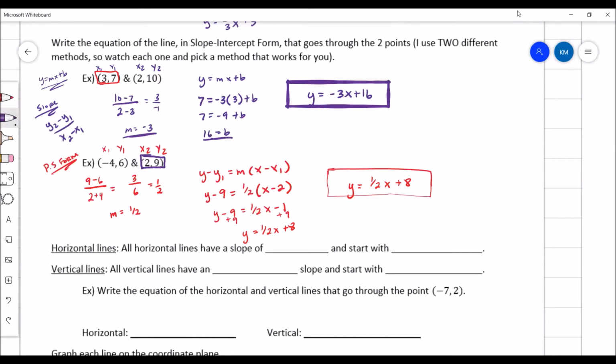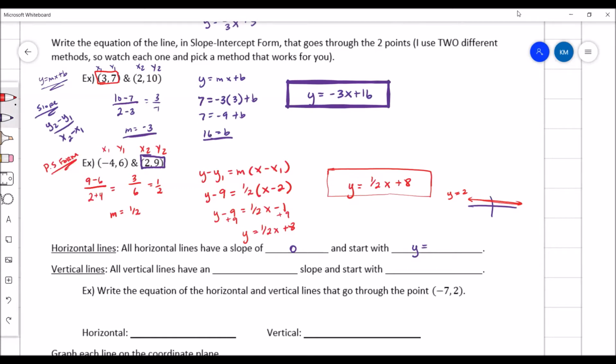Reminder that all horizontal lines have a slope of 0. And if we are writing their equation, it always starts with y equals. An example of this could be y equals 2, and anywhere on this line, the y coordinate would be 2.